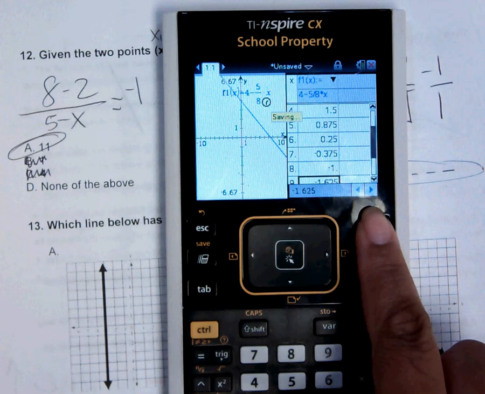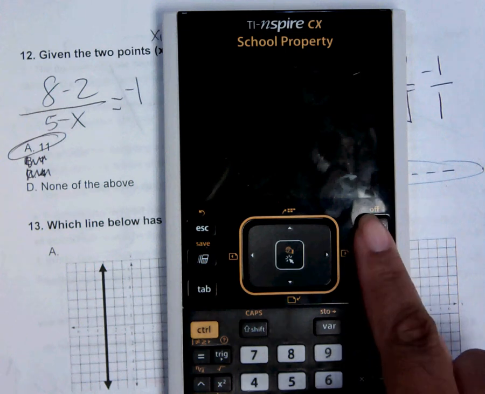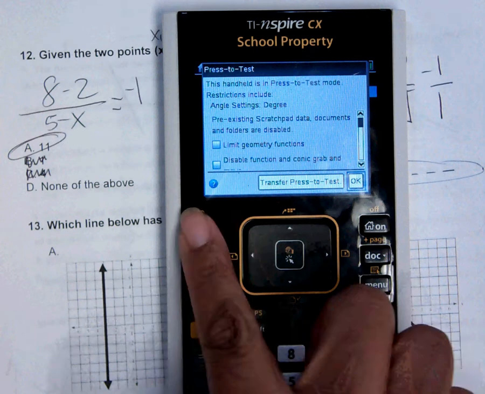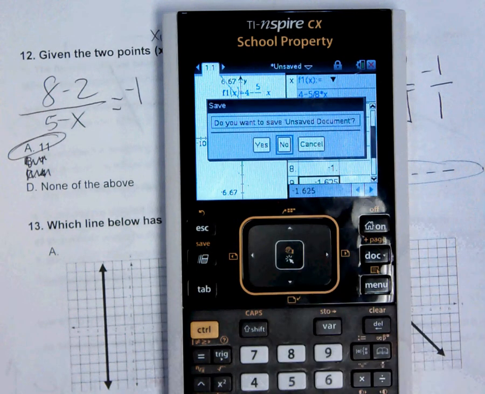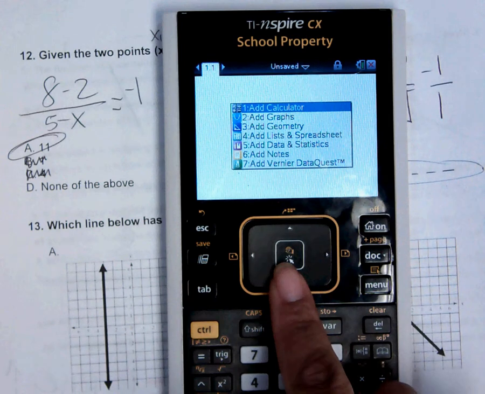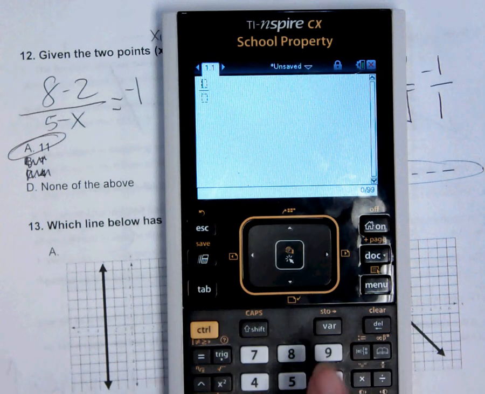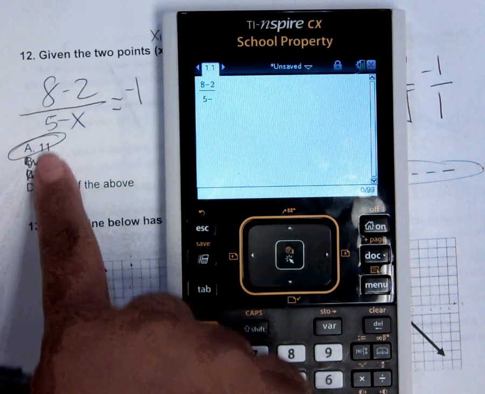I'm going to hit home. I think I hit control home and turned it off. So now you know how to turn your calculator off if you didn't know. So I'm going to hit on, and then escape. New document. No. And we're going to do calculator. I'm going to do control divide, and I'm going to do 8 minus 2 over 5 minus. Plug in A, B, or C.